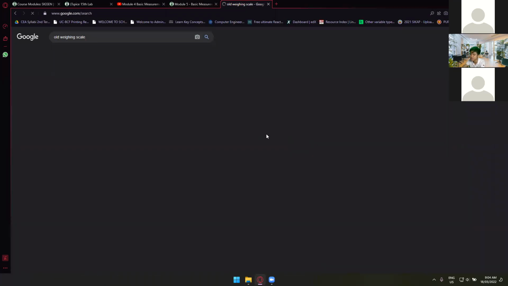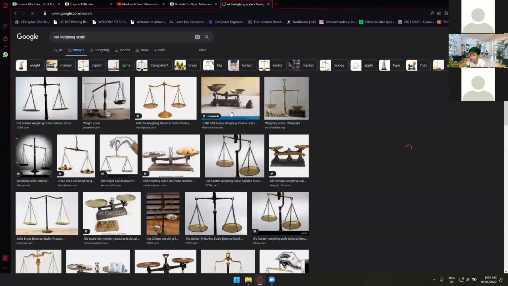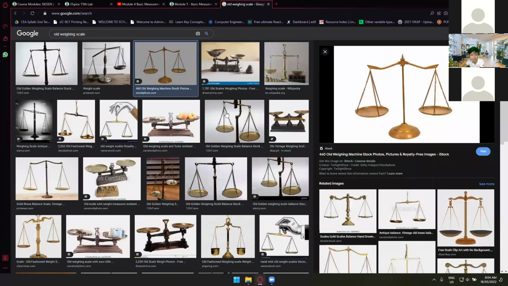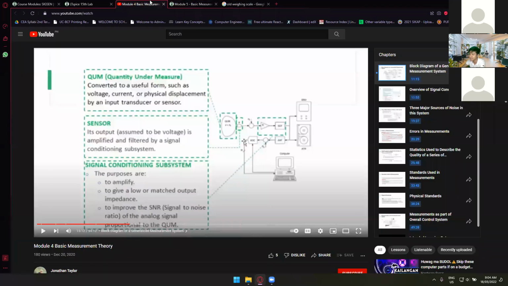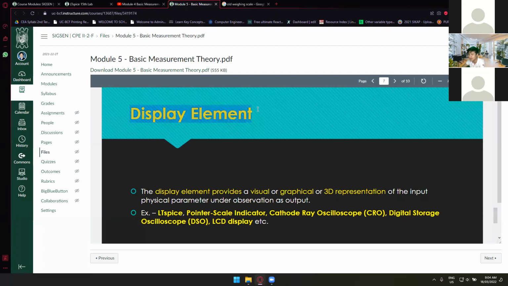There is no digital output in here, but they're using this physical thing, so you can also have this as your display. But of course, right now, all of our display elements will be an LCD or a screen, which will show a signal, a number, or a text. Our input is the physical parameter under observation, and then the output. For example, we have LTSpice, the one that you're using, which always gives you an output of a signal or a number.